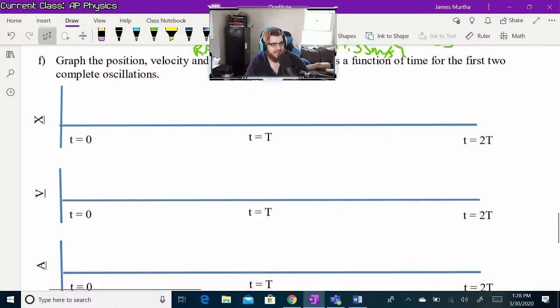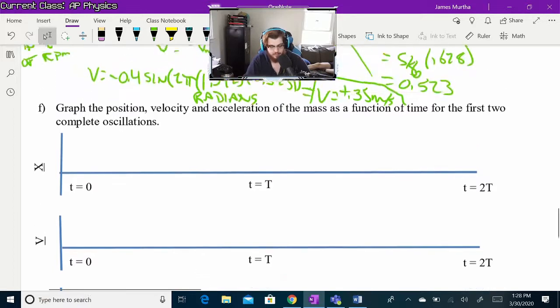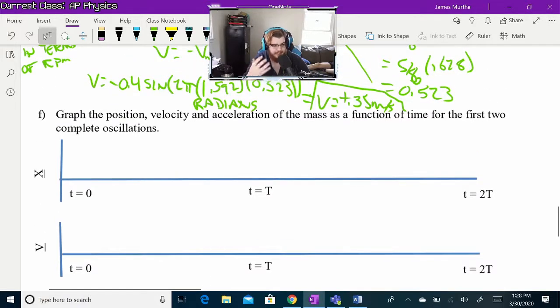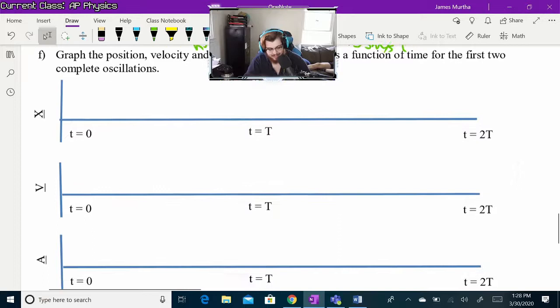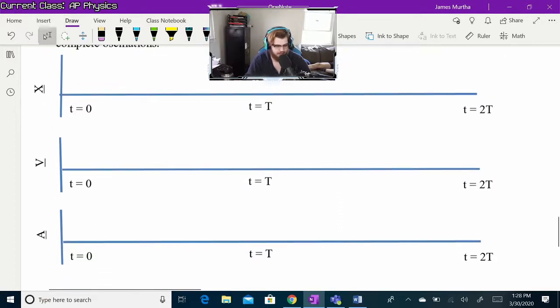I love you guys. So now what we have to do is graph the position, velocity, and acceleration of the mass for the first 2 complete oscillations, which will be amazing. Really, really easy. So let's look at the position. We start off at the maximum amplitude, right? So we start off at the maximum amplitude. As we get to about half of a rotation, half of a period.